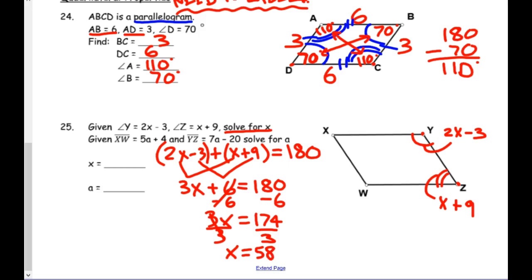Yeah. So x is equal to 58. Great. Then it says something about these sides. XW is 5a plus 4, and then YZ is 7a minus 20.